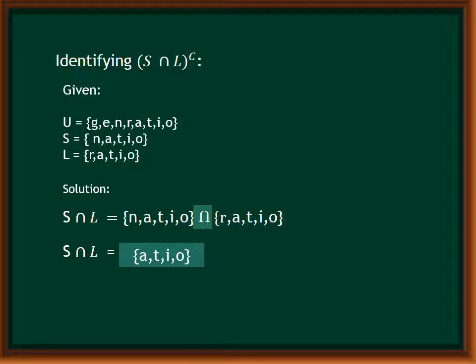Now since we are looking for its complement, what are the elements in the universal set that are not found in the intersection of set S and set L? So we have there G, E, N, and R. So again, as you can see, these letters G, E, N, and R are found in the universal set but are not found in the intersection between set S and set L, since the intersection between set S and L are A, T, I, and O.